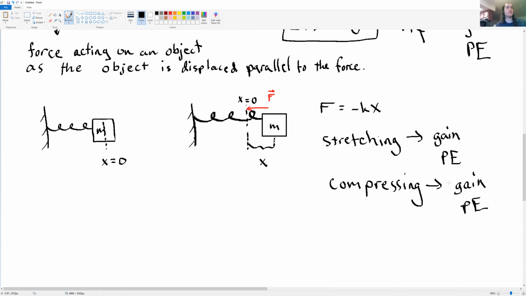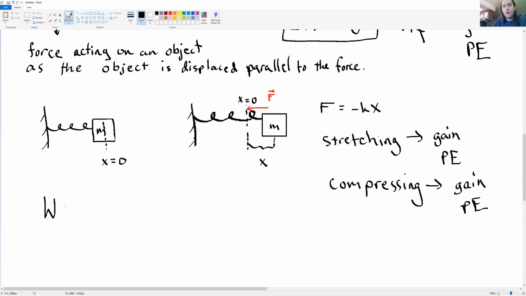So no matter what I do to the spring, I always end up adding potential energy. Compress it, I add potential energy. Stretch it, I add potential energy. The only time there's no potential energy is when it's at equilibrium. But as you guys discussed earlier, when it's at equilibrium, it can have velocity. And when it has velocity, it's going to have kinetic energy, right?